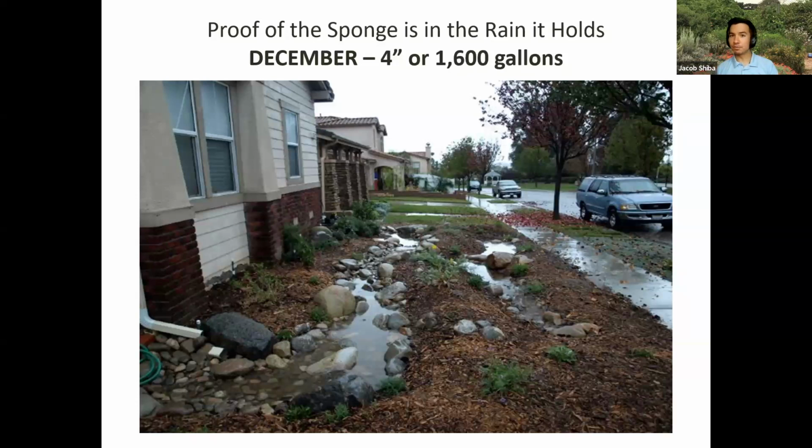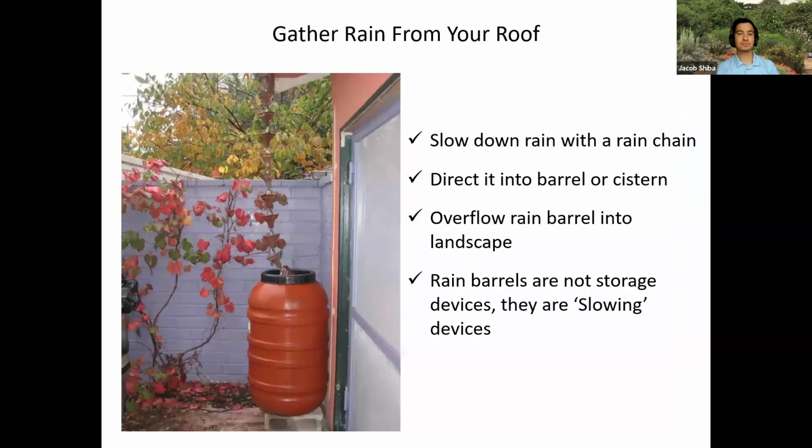We got 4 inches of rain in the month of December here. We held on to over 1,600 gallons of water coming from the roof area. Very, very simple. And if you're looking at that water and you're thinking, yeah, stagnant water, mosquitoes, because we built this soil sponge, that water's gone within 24 to 48 hours.